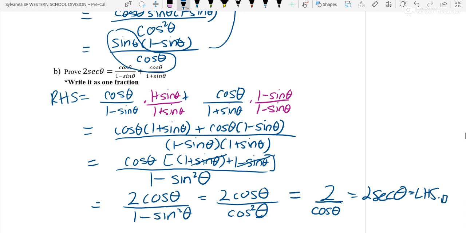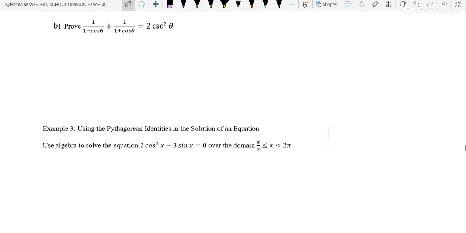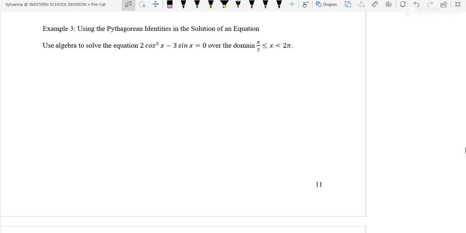A little tricky for this one. It looks a little long and complex, but just take things one step at a time. So remember, when you see a fraction like that, you want to write it as one fraction instead of two fractions, and then simplify it down, and you hopefully end up getting the other side. And then moving on to the last example, example 3.